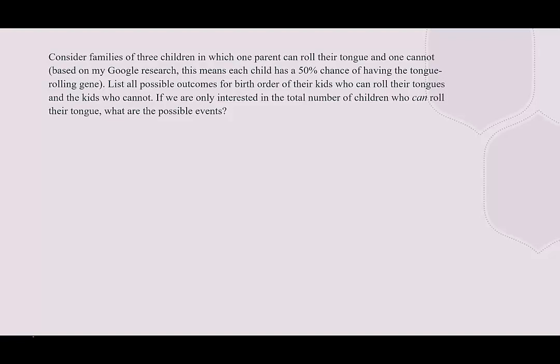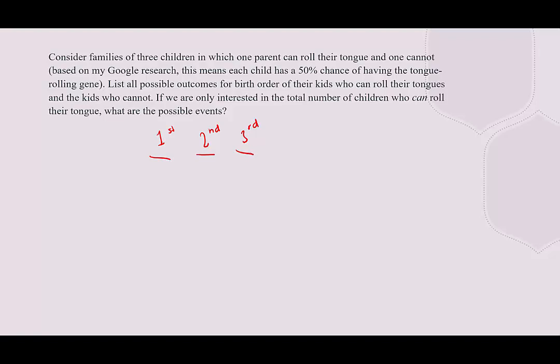List all possible outcomes for birth order. So we're going oldest, middle, youngest, who can roll their tongues, and the kids who cannot. We are only interested in the total number of children who can roll their tongues. We're calling that the success. What are the possible events? All right, so we're gonna have our first kid, our second kid, and our third kid. It's just nice to have these organized, otherwise this could get out of control. And now what could happen?